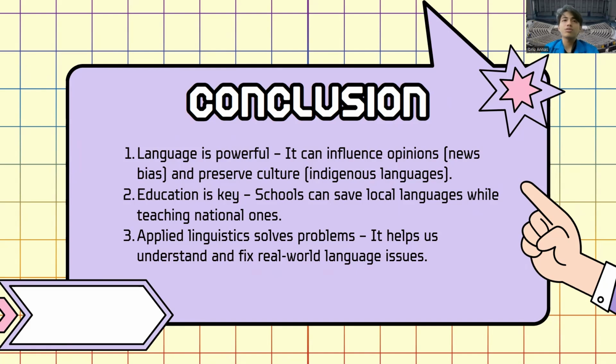What I'm trying to say about number one, language is powerful, is that language is more than just a word. It shapes how we see the world, how we understand the language, understand others, and how we express ourselves with language. From biased news to endangered languages, for number three, applied linguistics helps us to see the problem, helps us to solve the problems and find the solution.